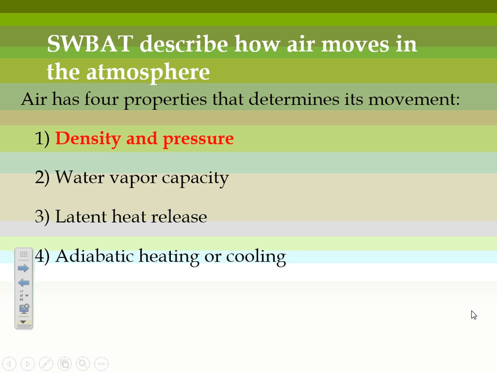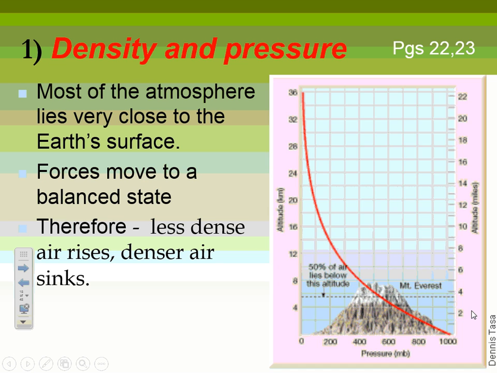All right, apes, part 2 of heat transfer. So what we're going to discuss in this lecture is how air moves in the atmosphere. Air has 4 properties that determine how it's going to move. The first one is density and pressure. We'll go over each of these as we go along.